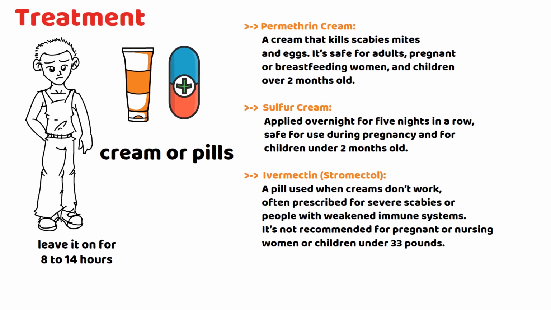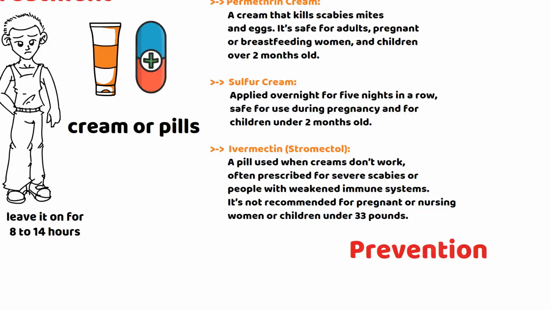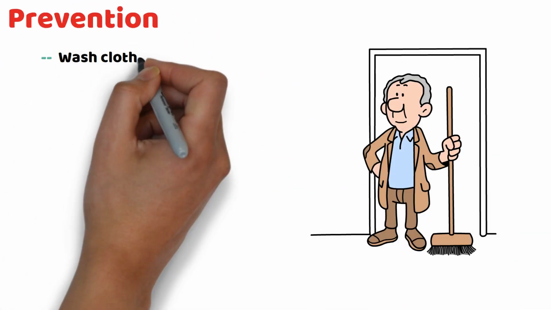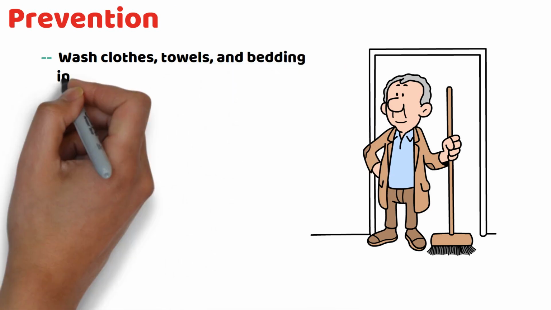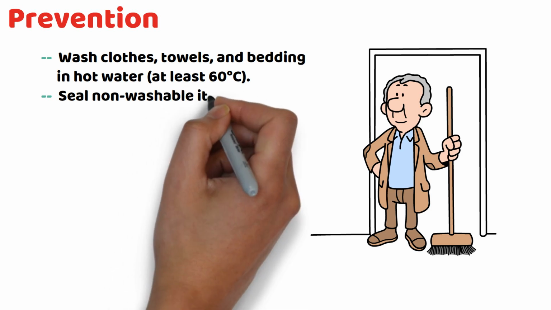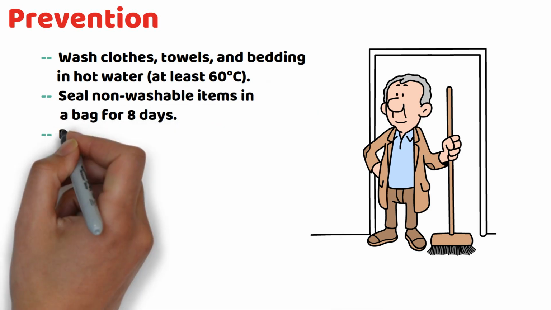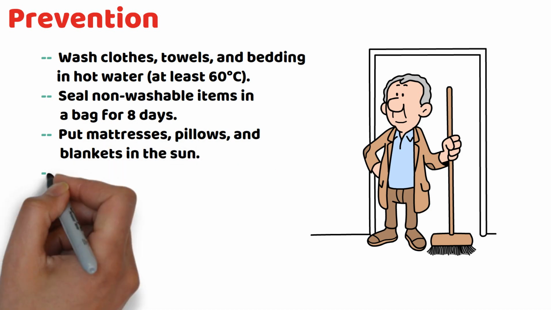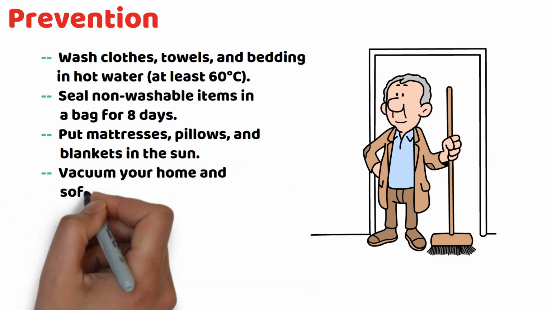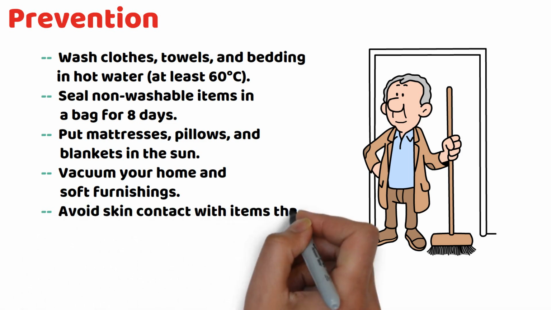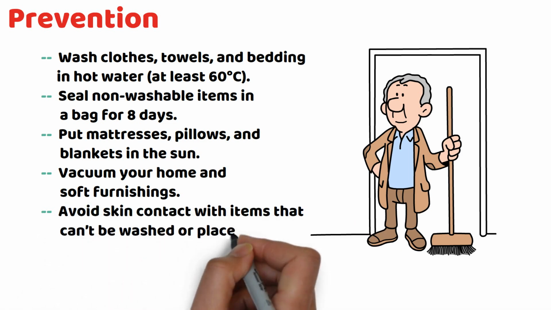Now we see how the spread of scabies can be prevented. To prevent scabies from spreading, you should wash clothes, towels, and bedding in hot water at least 60 degrees Celsius. Seal non-washable items in a bag for 8 days. Put mattresses, pillows, and blankets in the sun. Vacuum your home and soft furnishings. Avoid skin contact with items that can't be washed or placed in the sun for 3 days.